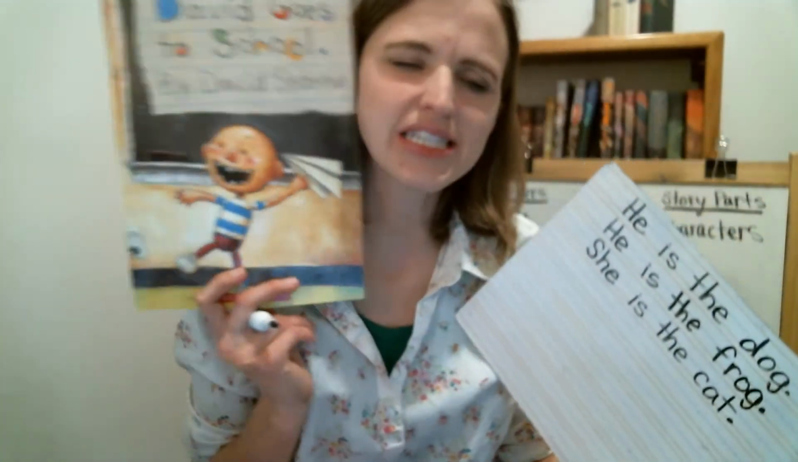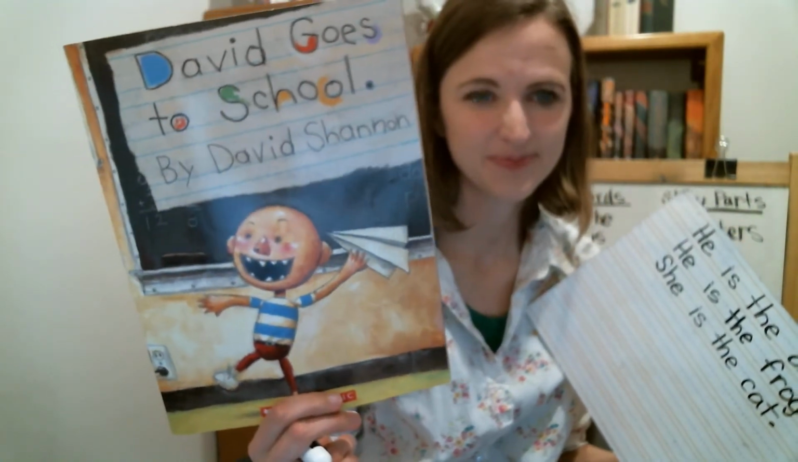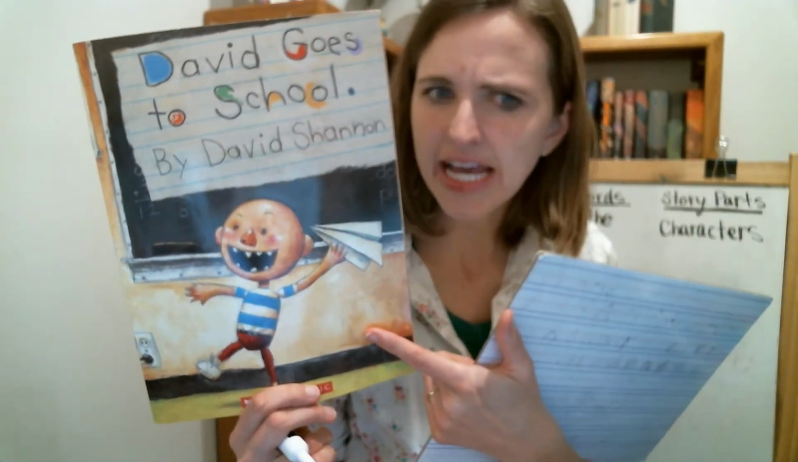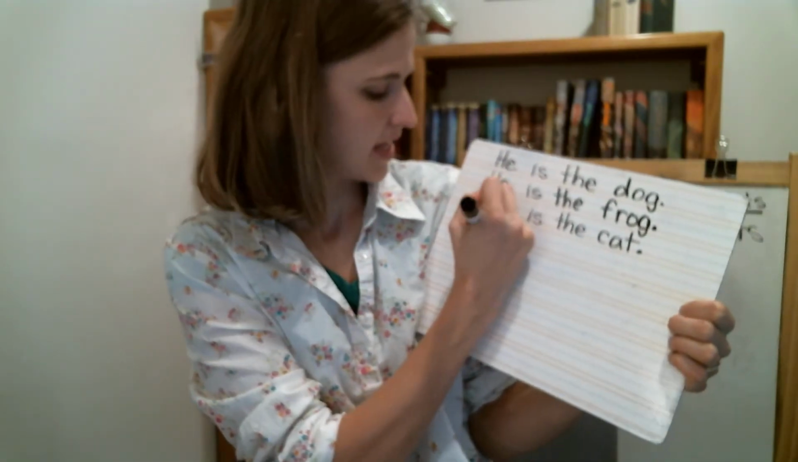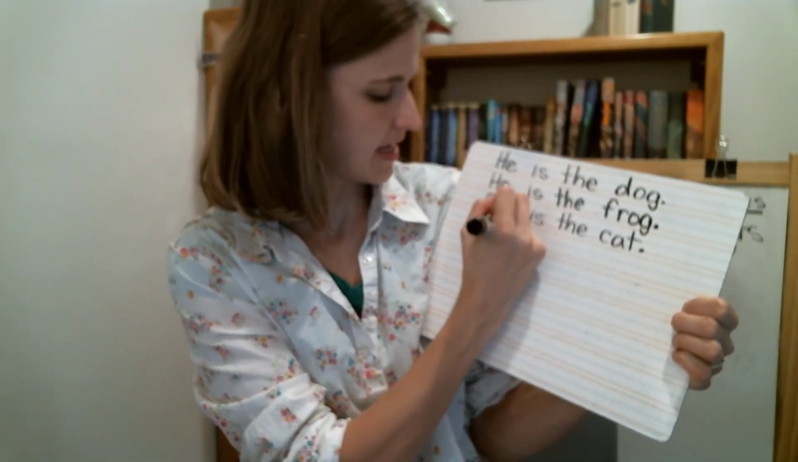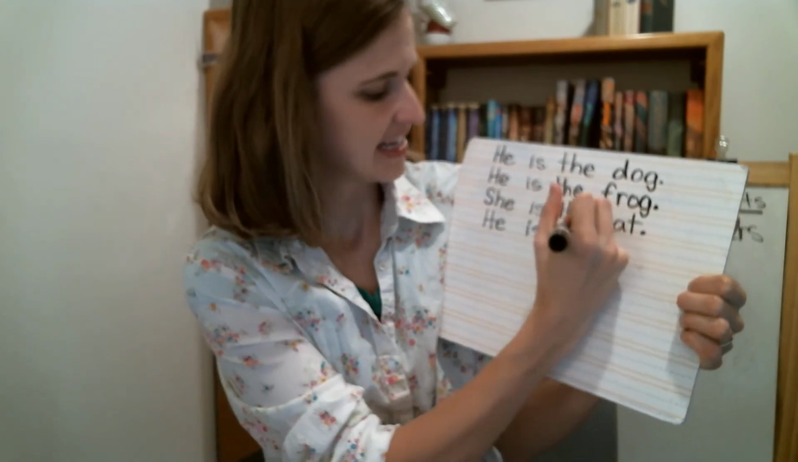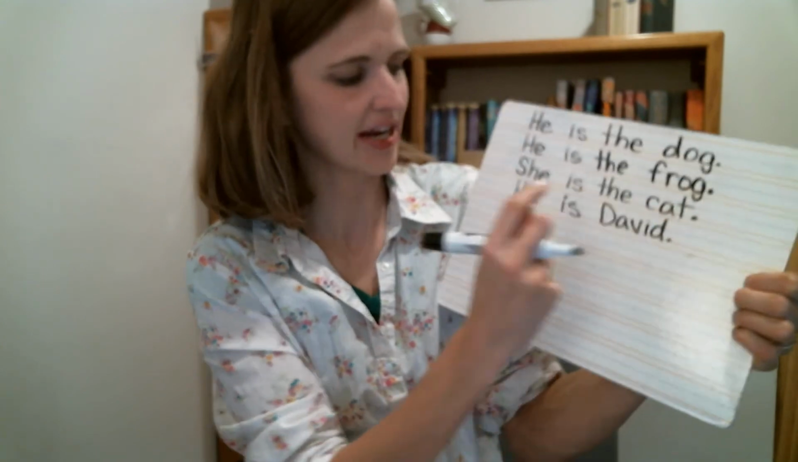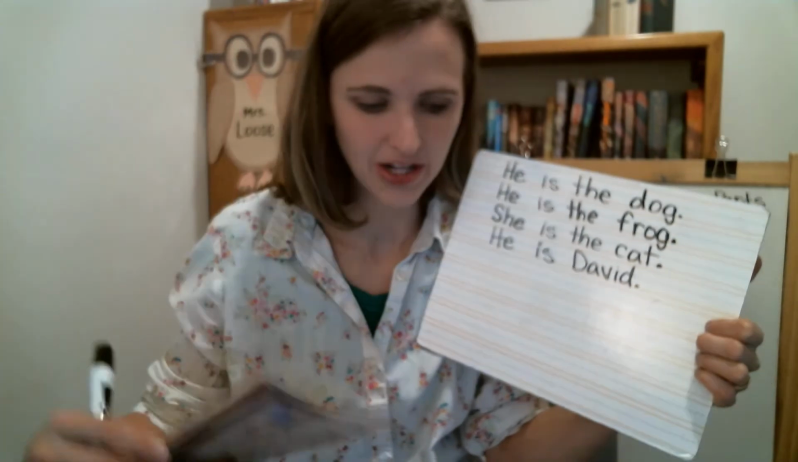Who was the main character in this book? Do you remember? Yes, it was this boy. What was his name? David. He, look, our sight word again, is David. We used two sight words in that sentence. He is David. He is one of the characters in our book.